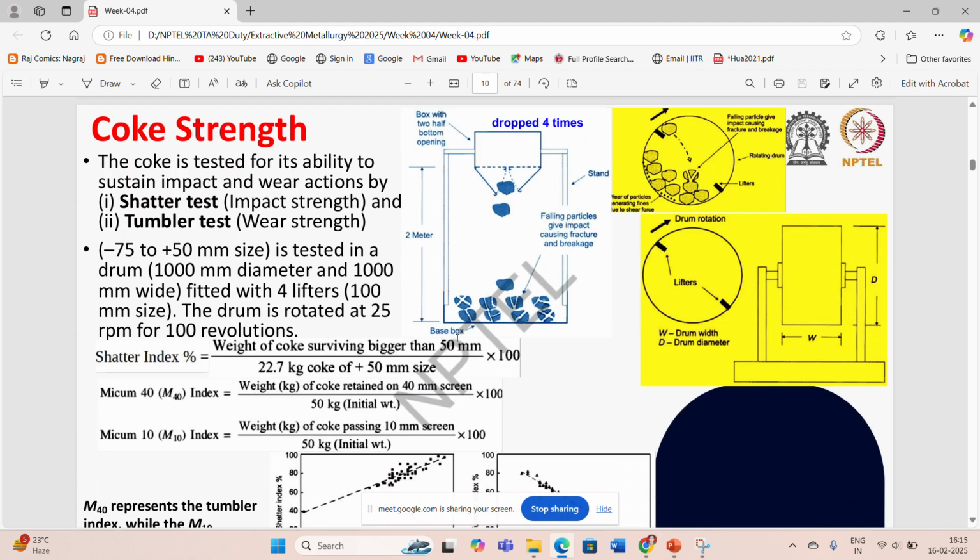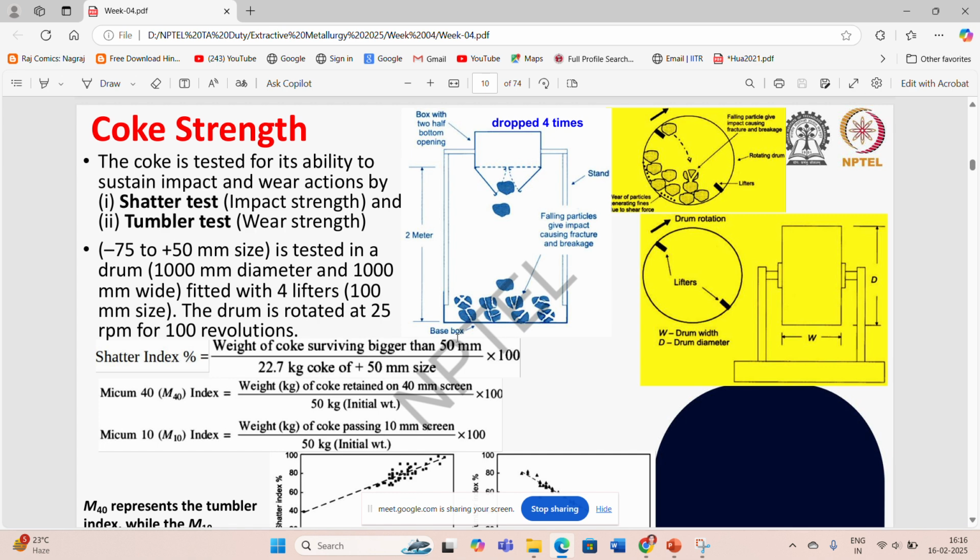Then coming to the post-processing, after the coke making process, we have to check the properties of the produced coke, so that we can analyze if that coke can be reused as a feed material in blast furnace operation or not. The coke is tested for its ability to sustain impact and wear actions by two different tests. One is the Sutter test, which is used for checking the impact strength of the coke, and then there is the tumbler test, which is used to calculate the wear strength of the coke.